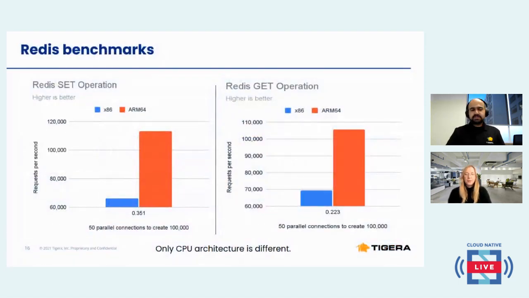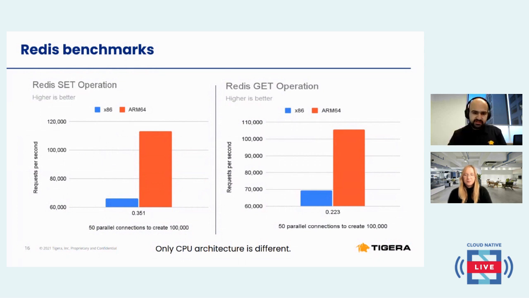All right, so these benchmarks are created using the M6G ARM instance and the M5 x86 instance that were introduced in the previous slide. It is worth mentioning that except for the CPU and price, everything else is identical inside these instances.